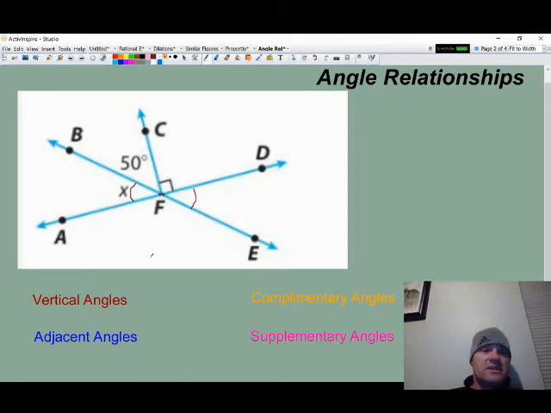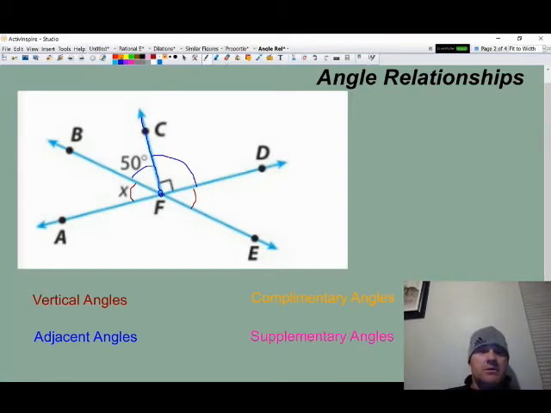We've got some adjacent angles. Adjacent angles are two angles that are right next to each other and share a vertex. I'm going to say that this is the vertex, and that this right here is the line they're going to share. I'm going to use this 50-degree angle and this angle right here. Those are right next to each other. They share this line and they share that vertex. Those would be adjacent angles.